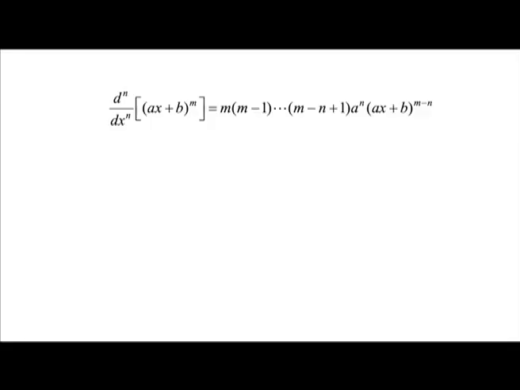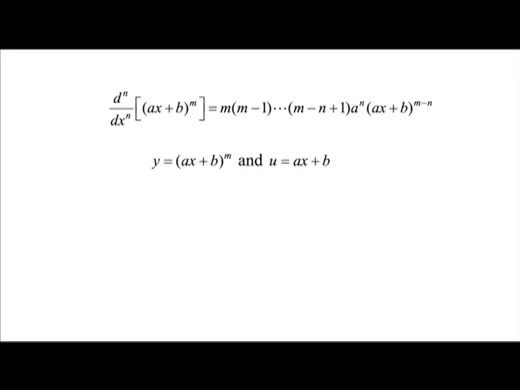We now discuss the nth derivative of some standard functions. The nth derivative of ax plus b all power m, where m is any real number. We now show that if m is any real number and n is a positive integer, then the nth derivative of ax plus b all power m equal to m into m minus 1 etc. into m minus n plus 1 into a power n into ax plus b all power m minus n.